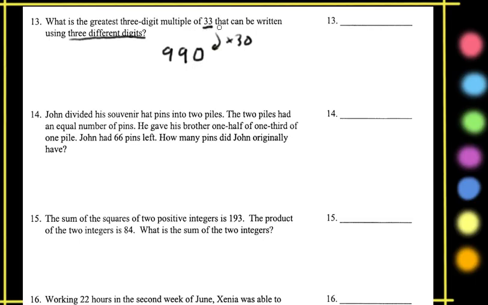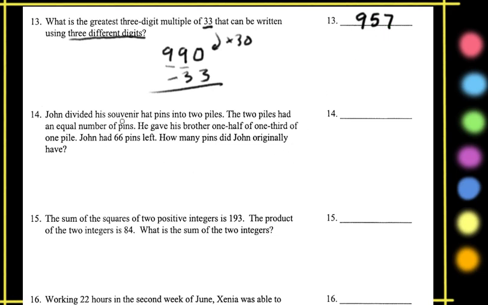But that's not the question. They want to know the greatest 3-digit multiple of 33 that can be written using 3 different digits. And since this one has 2 9s in it, this one doesn't count. So what you can do is just subtract 33 until you get something with all 3 digits being different. And actually, you only have to do that once. As soon as you subtract, you get 957. And that's all different digits. So that can be our answer right there.